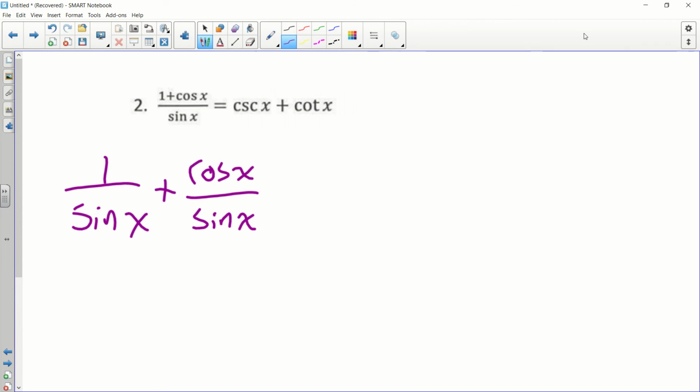If I were to add these back together with the common denominator, I'd be right back where I started. So I haven't changed the value of the problem. And hopefully now you can see why we did that, because it makes it super simple. 1 over the sine of x is a reciprocal identity that is equivalent to cosecant of x. And cosine over sine is equivalent to the cotangent of x.